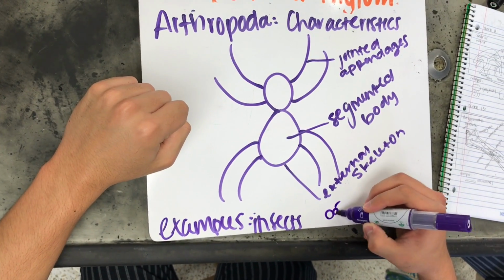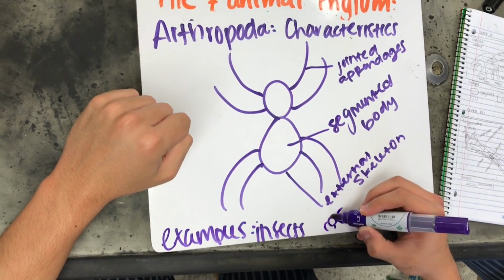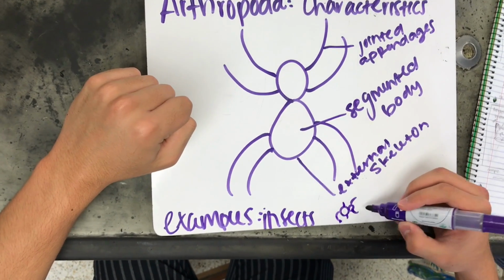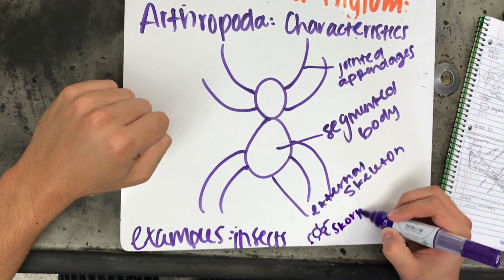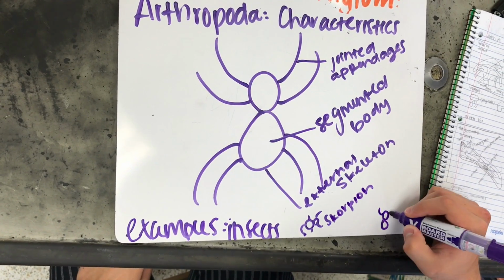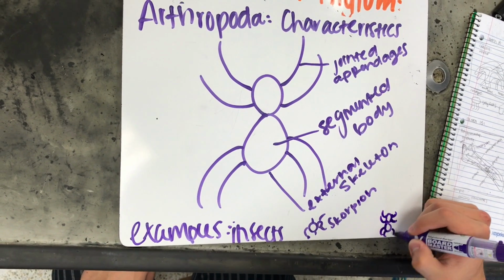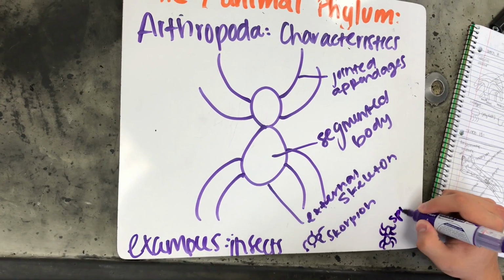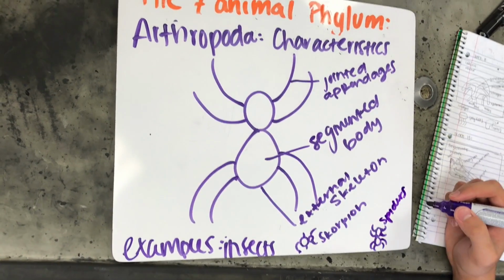1 million arthropods are known, and it is an estimate. There are more that haven't been described. Some examples are aquatic animals, crustaceans, crabs and lobsters, and terrestrial animals, insects, spiders, and scorpions.